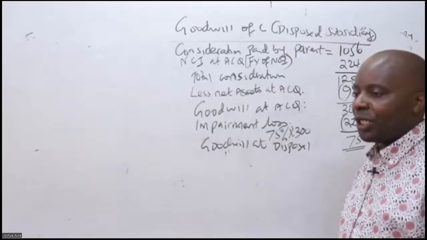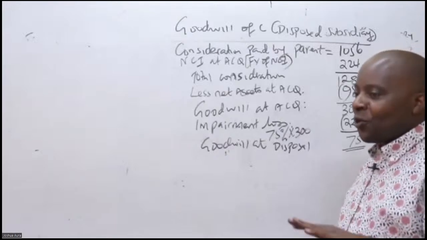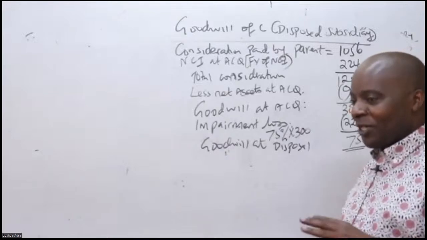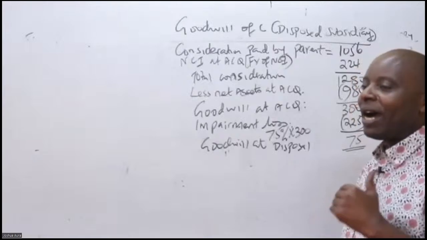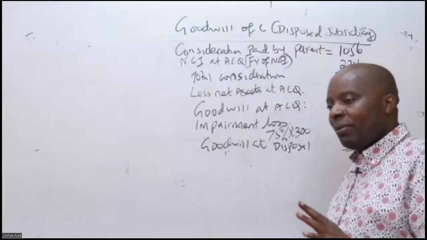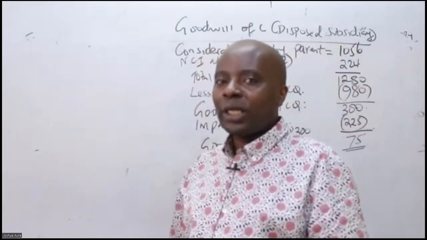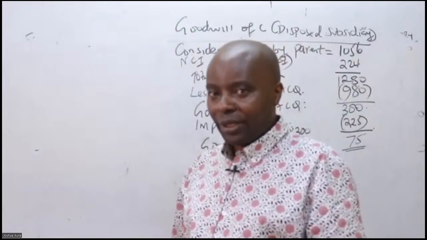This is the goodwill that was disposed with this subsidiary. So once I've gotten this goodwill that was disposed, ladies and gentlemen, I'm halfway through my problems. Trust you me. So then I'll be able to go and read down the requirement. The requirement, they want us to give them a cash flow statement.